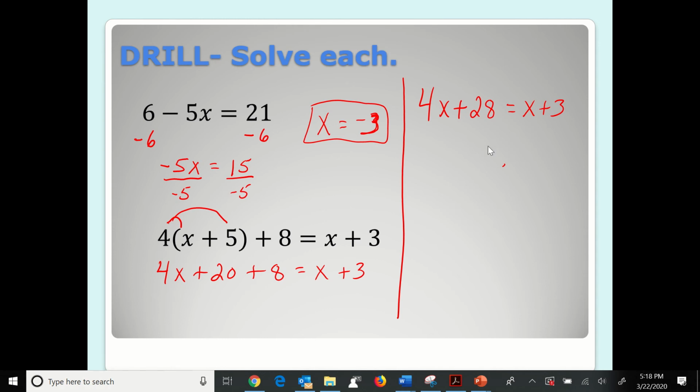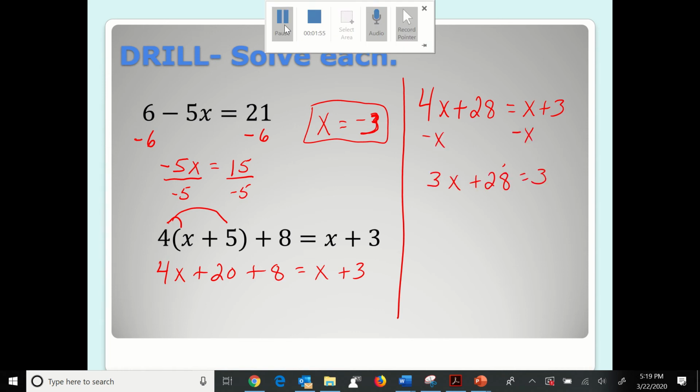Now I'm going to get the variables on one side, constants on the other. Doesn't matter which side you get the variables and which side you get the constants, but you do have to separate them. So I'm going to get the variables on the left. So I'm going to move this x on the right side over to the left. And I'm going to move this constant of 28 over to the right. We subtract x from both sides and we get 3x plus 28 equals 3. We're then going to subtract 28 from both sides. When I subtract 28 from both sides, we get 3x equals negative 25.